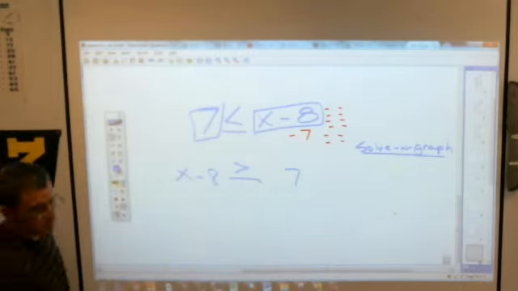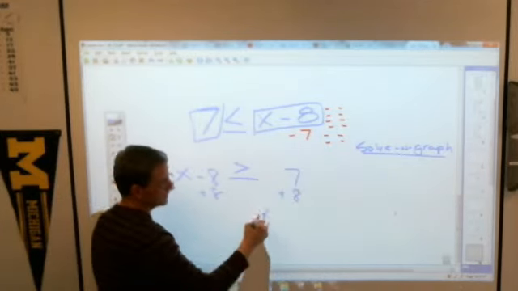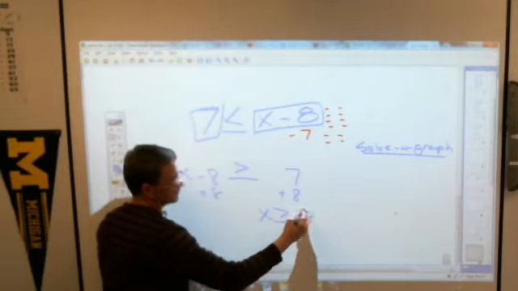And then, Aaron, you did? Add 8, because it's add the opposite. Add 8, you get x is greater than or equal to 15.